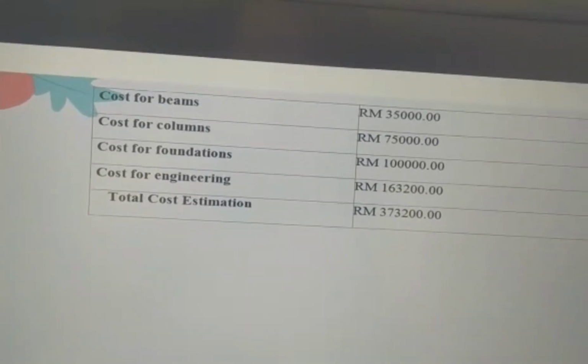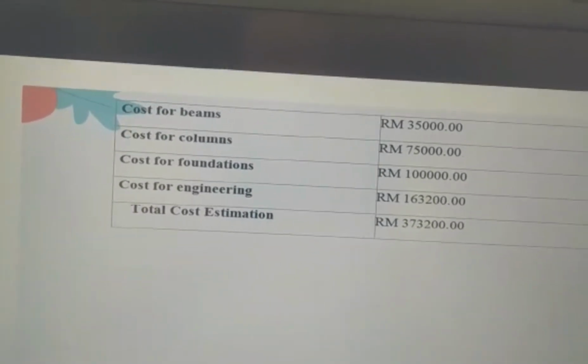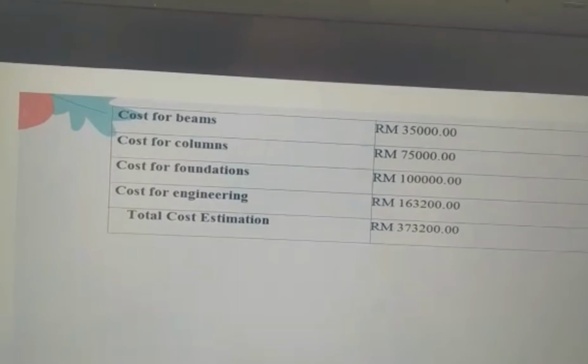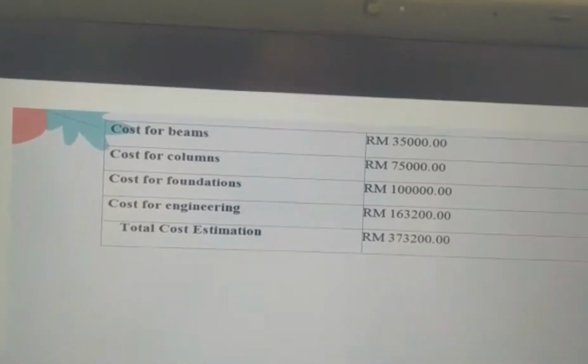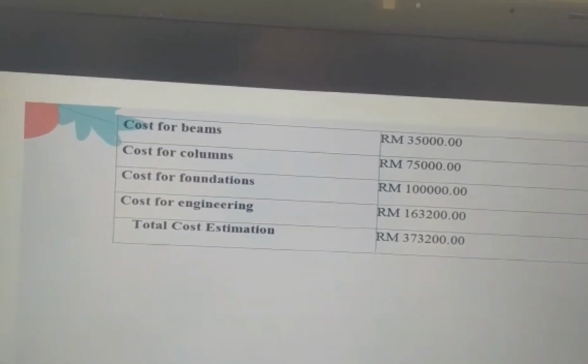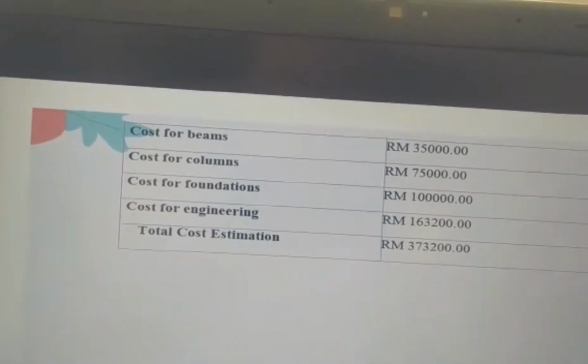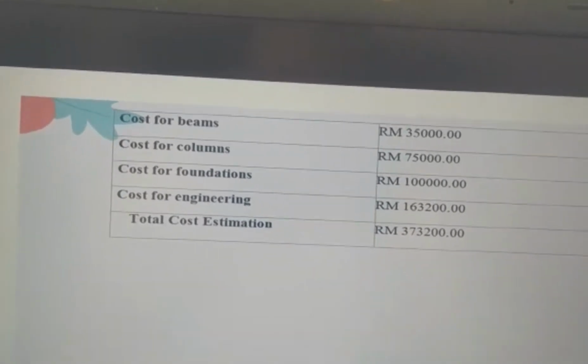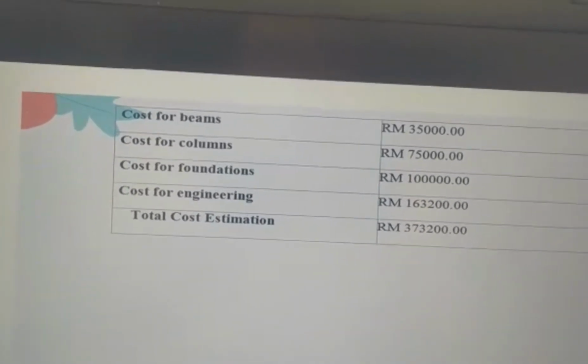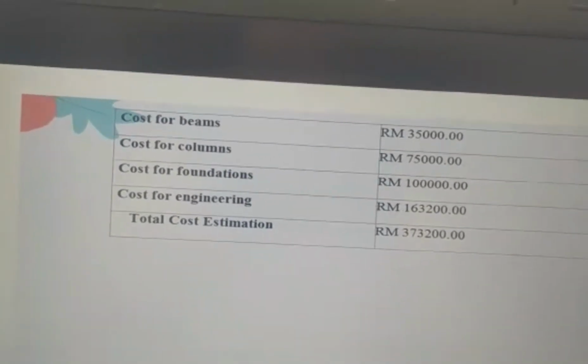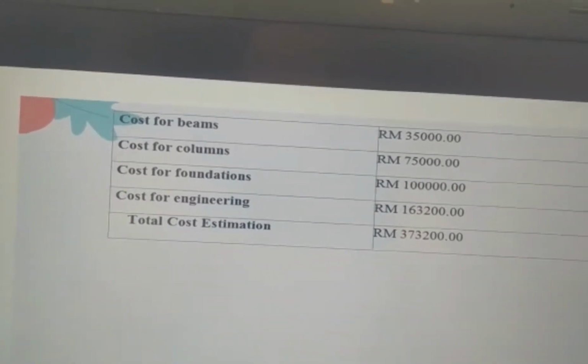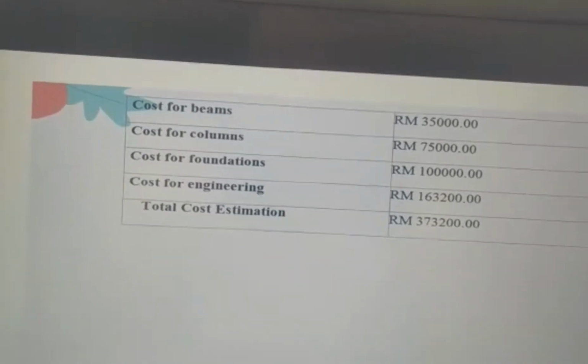115,200. For overall cost, the beam is 35,000, column is 75,000, foundation is 100,000, and cost for engineering is 163,200. So the total cost estimation is 373,200. That's all for my part.